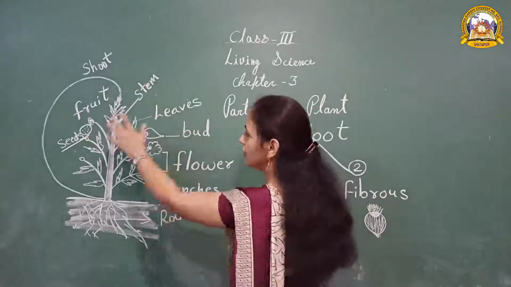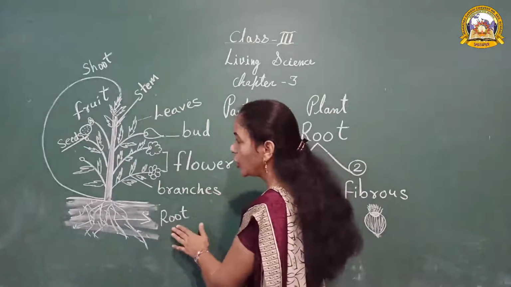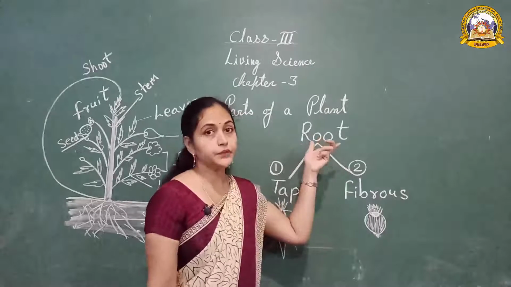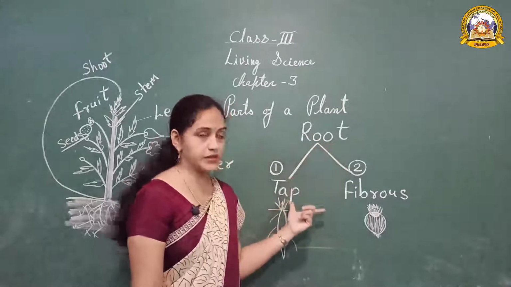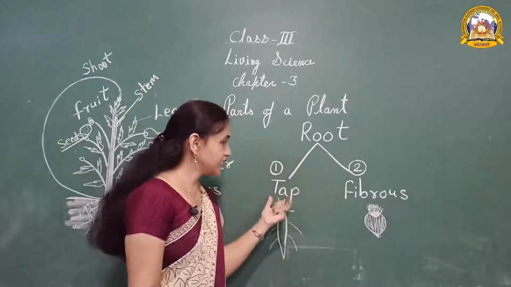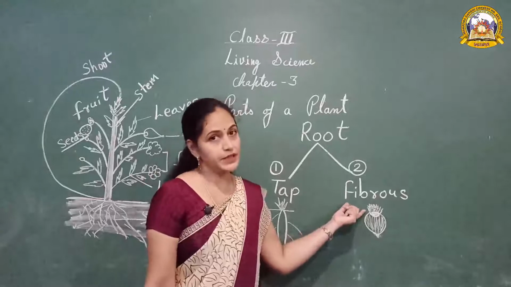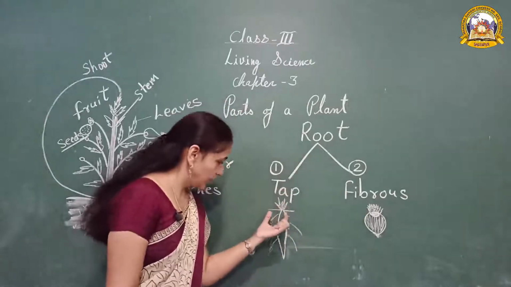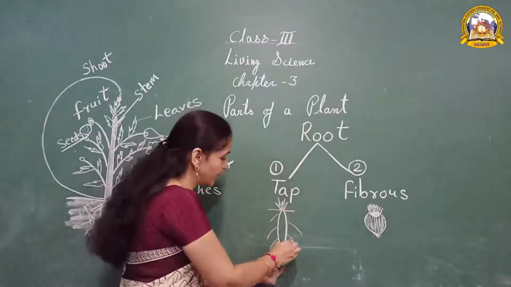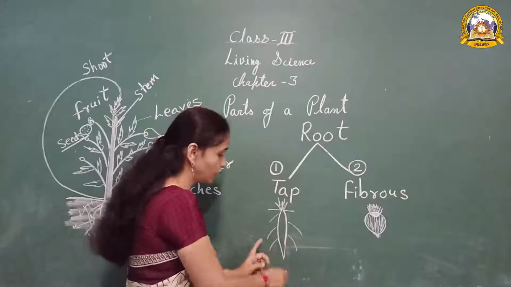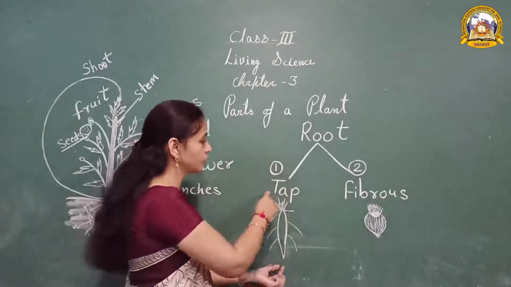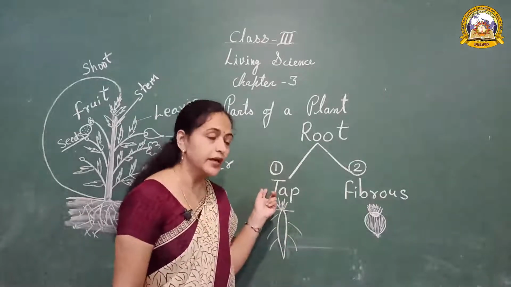Now we will learn about all the parts one by one. First we will read about the root. There are two types of roots: taproot and fibrous root. A taproot grows below the ground as one main root. One main root is there and some side roots also, but the one main root keeps growing to the end. So these types of roots are called taproots.